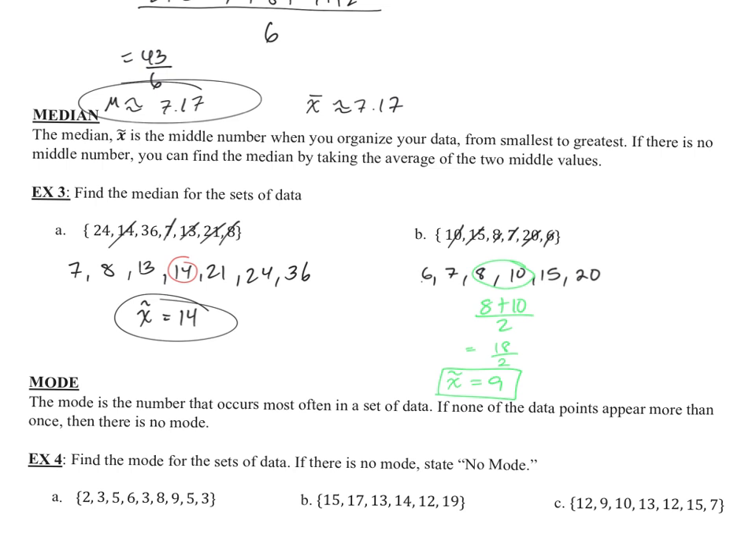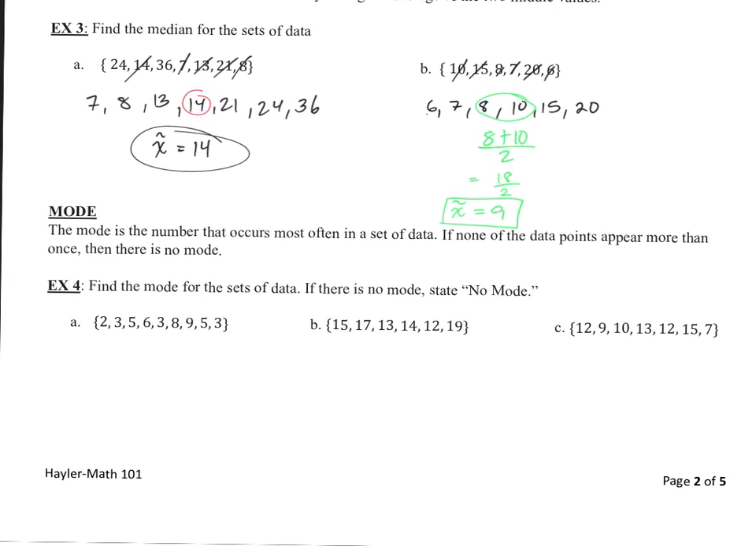Alright, so two different ways to find the median. One, if you actually have a middle number, you just pick that one out. Second way, if you don't actually have a middle number, you take the average of the two central values.